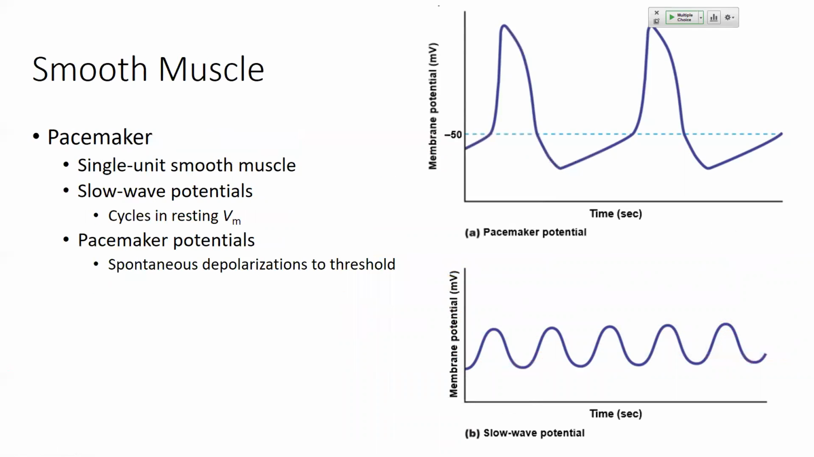And then lastly, we'll talk about pacemaker potential here. And this is going to segue or transition us nicely into the cardiovascular system, which is also a tissue that exhibits pacemaker potential. So pacemaker potential, again, is that spontaneous depolarization of a cell to threshold, or sometimes not quite to threshold. So we have 2 types. There are slow wave potentials, and these are basically changes in the resting membrane potential.